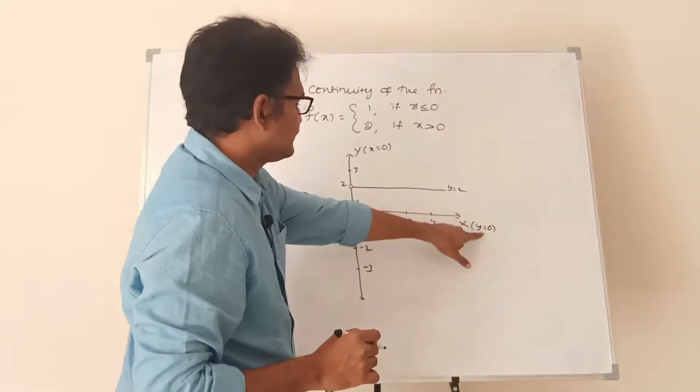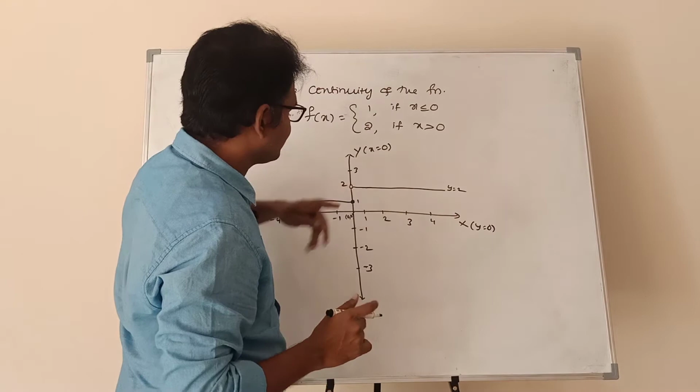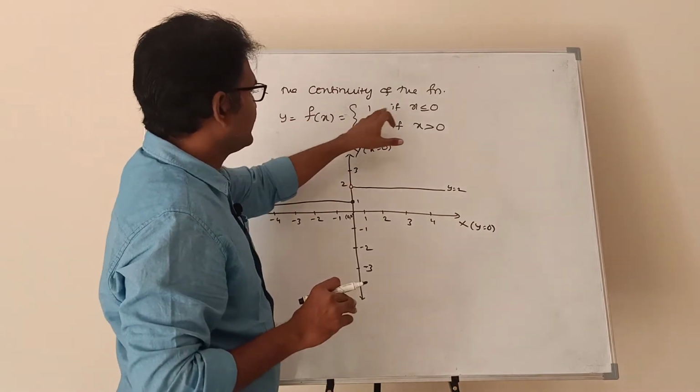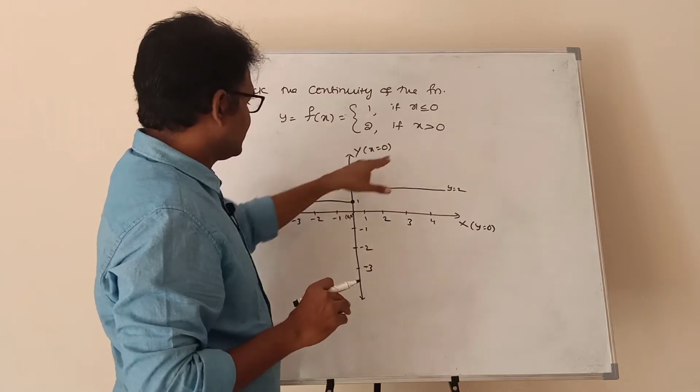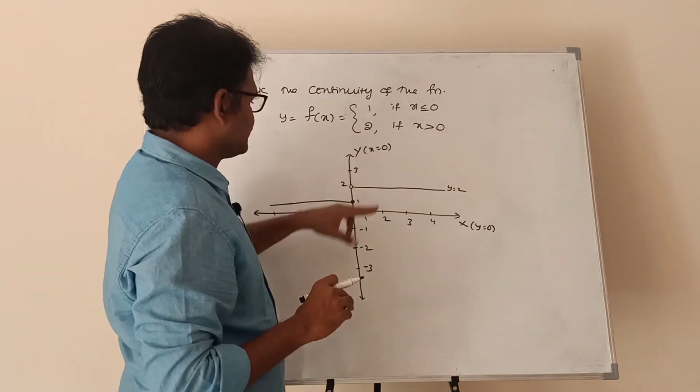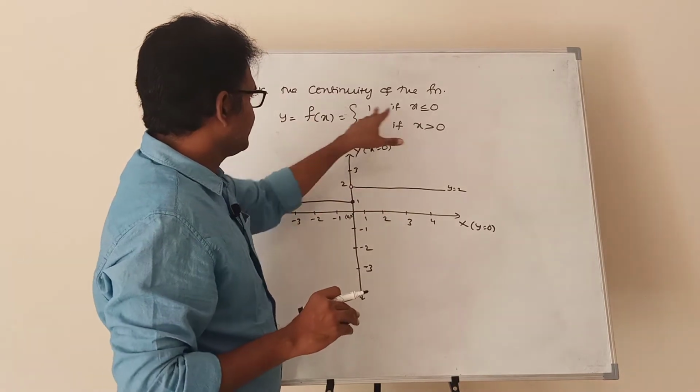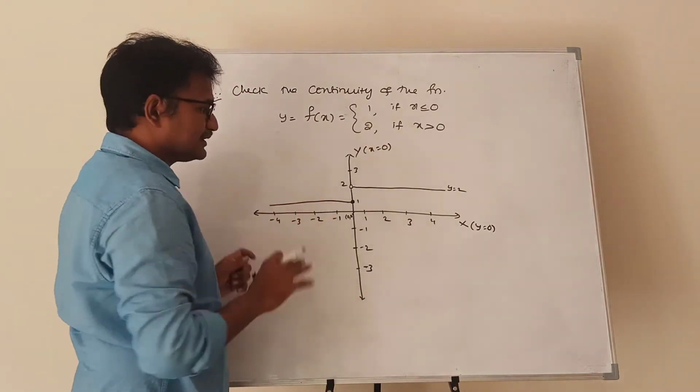See, this is y equal to 0, this is y equal to 1 and this is y equal to 2. y equal to 1 when x is less than or equal to 0, y equal to 2 if x is greater than 0. This is the shape of the graph.